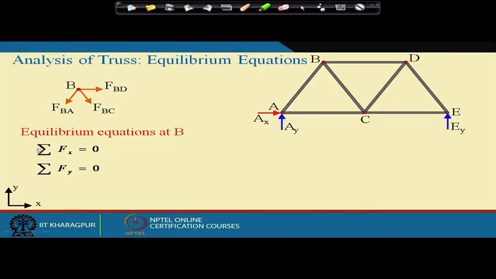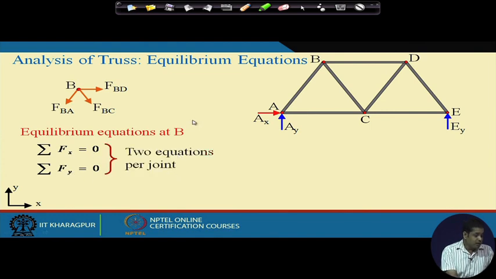So, summation of moment, irrespective of the value of these forces, is always 0. So if we take summation of moment equal to 0, it doesn't give you any additional information, right. So independent information we can get only from these two equations, summation of Fx is equal to 0, summation of Fy is equal to 0.